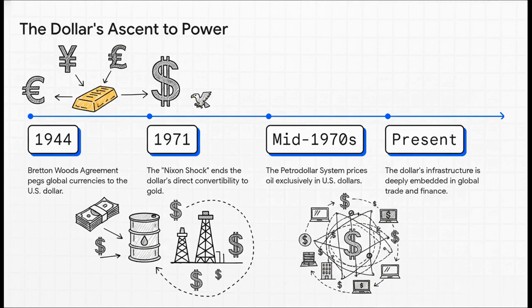Then you fast forward to 1971. President Nixon makes a huge move and cuts the dollar's link to gold. But by then the world was so used to the dollar, so dependent on it, that its central role just stuck. And then came the real masterstroke in the mid-70s, the petrodollar system. This was the deal where oil, the most important commodity on the planet, would be priced only in dollars. This created a permanent, global, unending demand for greenbacks.